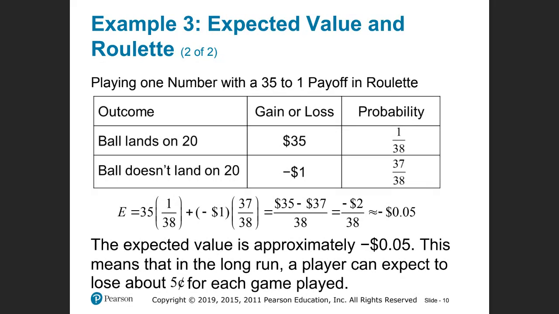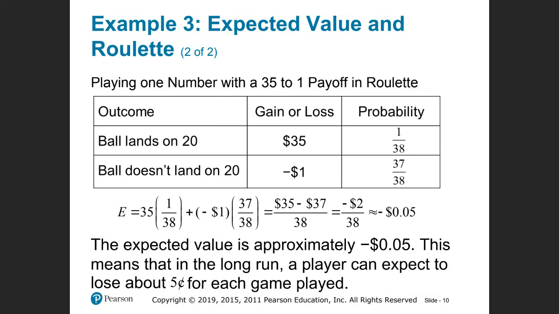So this table shows what playing one number with a 35-1 payoff in roulette would result in. The outcome, the ball lands in 20, you would gain $35, and your probability is 1 over 38 because there's 38 slots on the roulette wheel. The other outcome is the ball doesn't land on 20, you lose $1, you don't get any money back, and it's 37 over 38. So we're going to find the expected value.